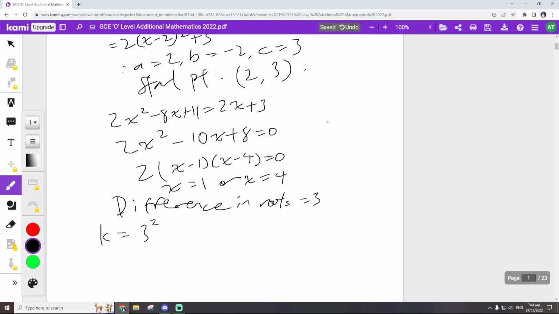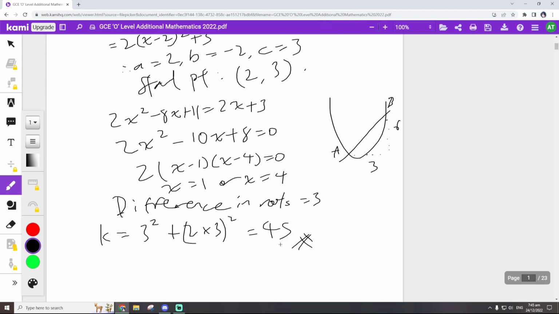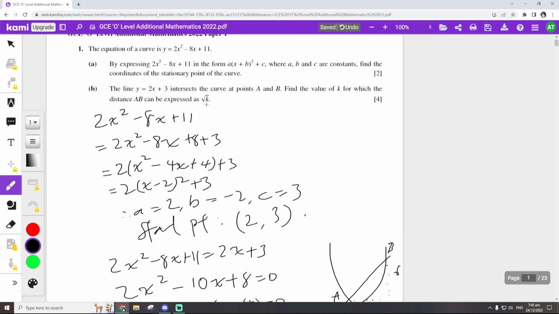So basically what I'm doing here is that I'll have a quadratic curve like this, and a line. But the thing is I know that the line has gradient 2. So if this is 3, then this has to be 6, right? 3 squared plus 2 times 3 squared. Then square root this to get the distance AB. So this is A and this is B. And you will get square root 45. So that is the value of k, because they ask you to express it in the form of square root k. So we don't need to simplify the surd here because this is what they wanted us to leave the answer as.